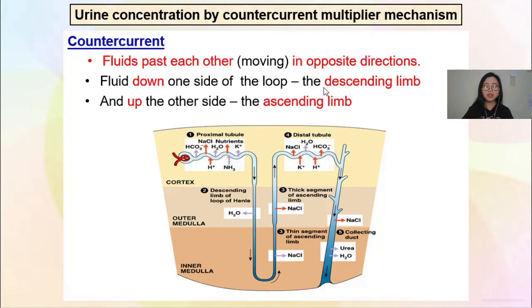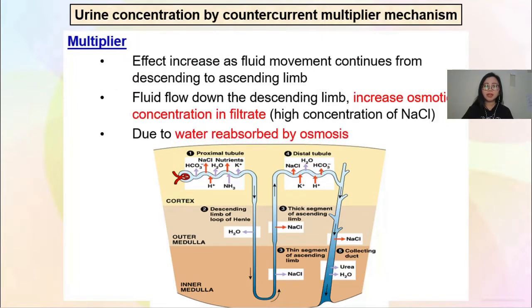So let's first understand the two keywords that are in this name. The first keyword is countercurrent. Dia arus yang bertentangan. So the fluids will pass each other and they move in opposite directions. The first one is when fluid flows down the descending limb. And the second one is when fluid flows up the ascending limb. Inilah dia punya countercurrent. Dalam buku biasanya tidak tunjuk ni, tapi ada satu lagi current adalah semasa dia turun collecting duct.